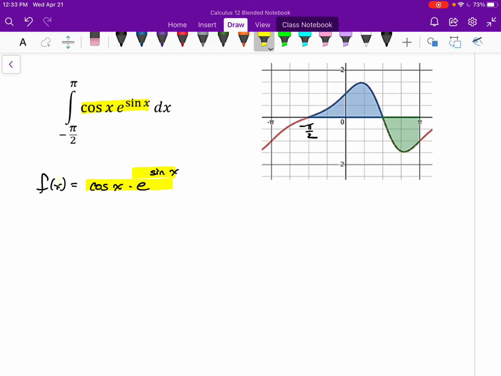Okay, so how do I find my antiderivative? Well, I know the antiderivative of cosine is sine. I know the antiderivative of e to the power of something is itself, but this is e to the power of sine x, not e to the power of x. And plus I'm multiplying these two together.